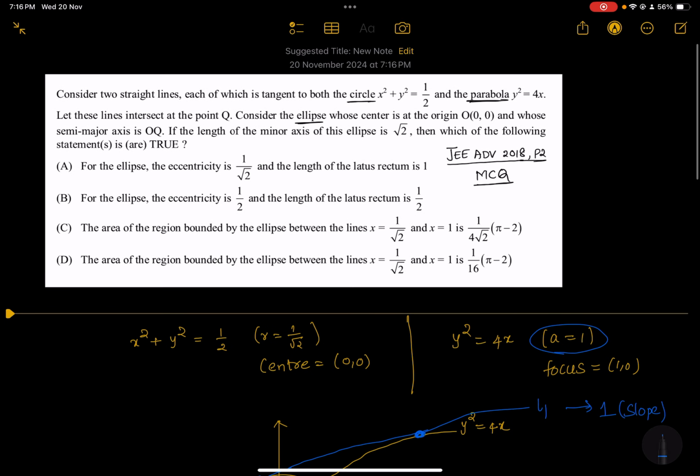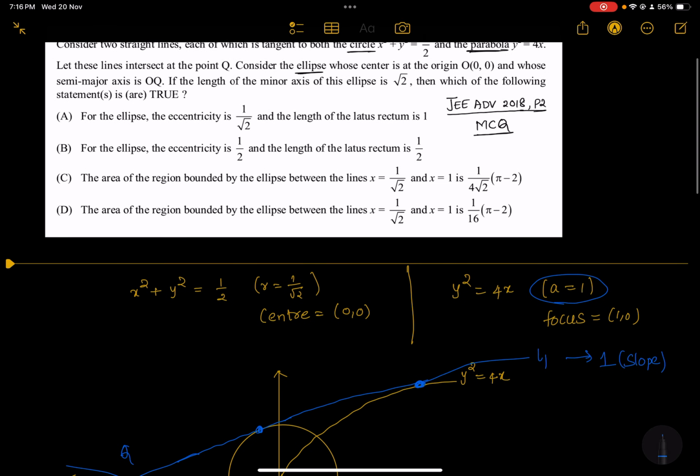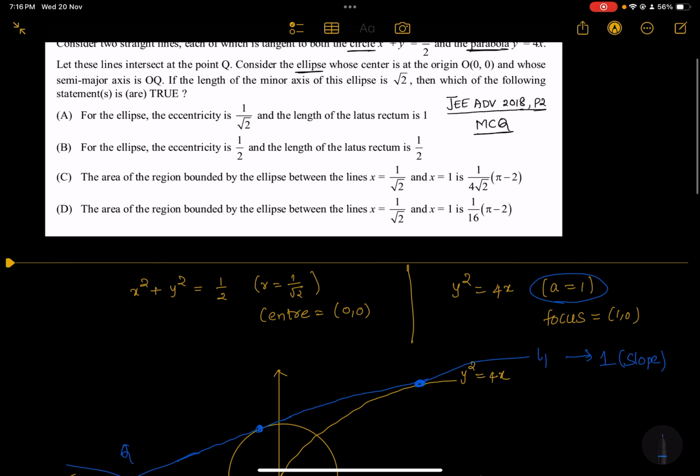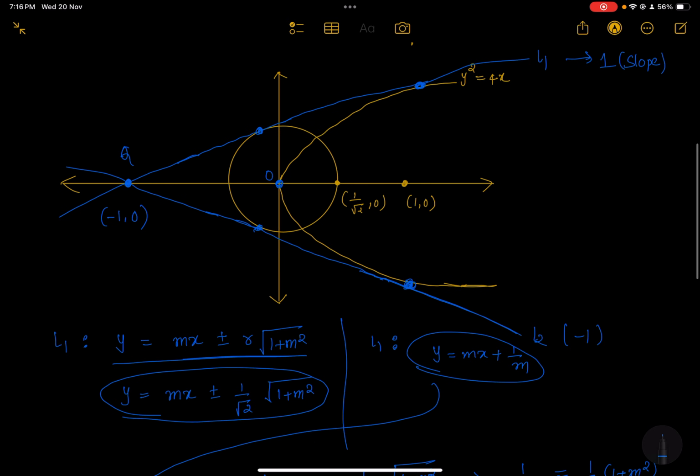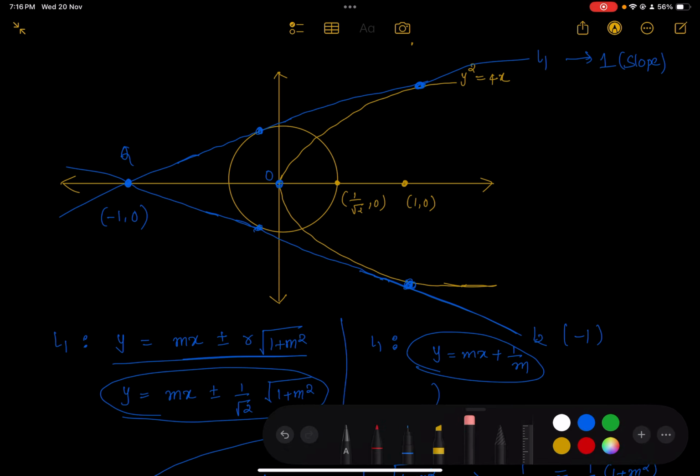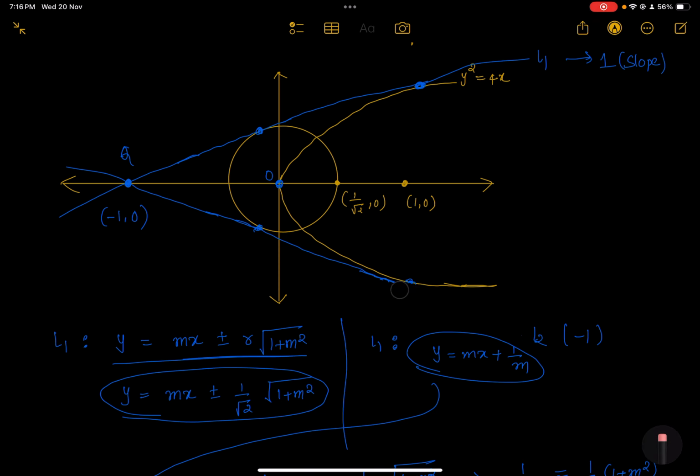Now let us go ahead and read the rest of the question. Consider the ellipse whose center is at origin and whose semi-major axis is OQ. So here we have O. We are done with the tangent part of the question, so let us erase the tangents we have drawn. All right.